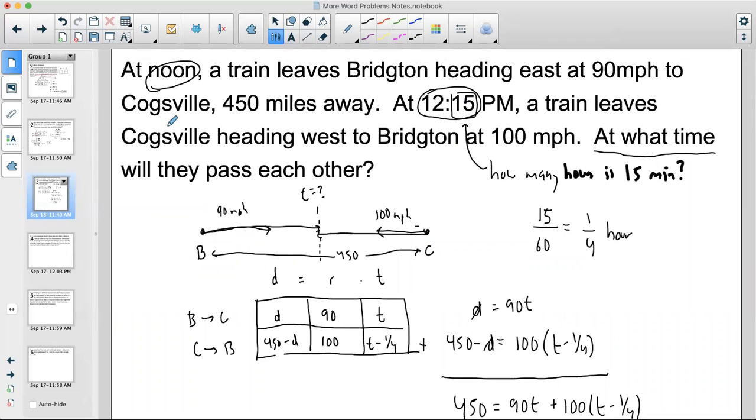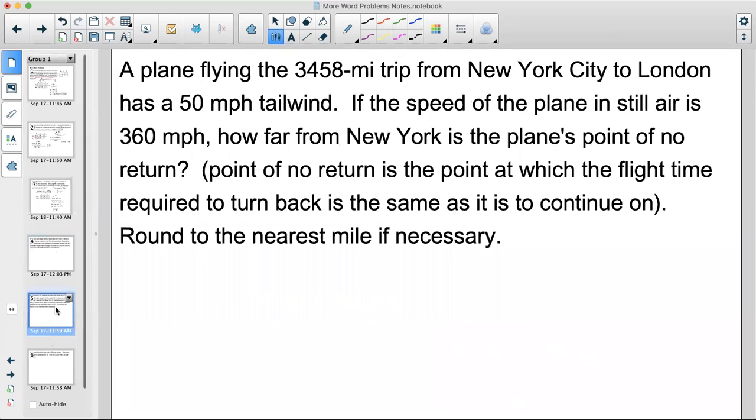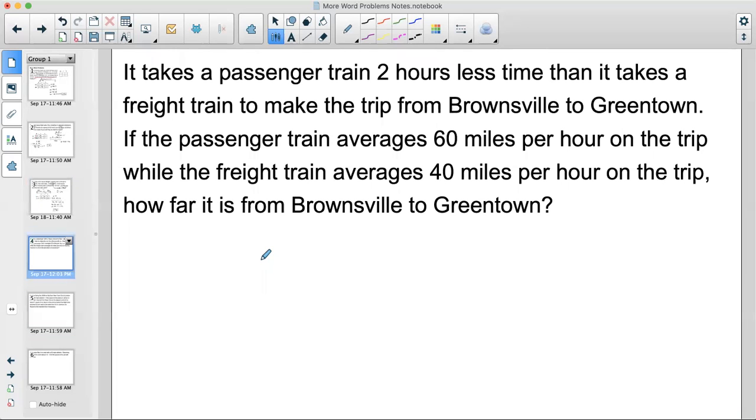Okay. All right. This is probably the last one we're going to do here. We can talk about this one in class, maybe the point of no return. Okay. This time we have some distance between two towns, B and G. I don't know what that distance is, but I'm just going to call it D.